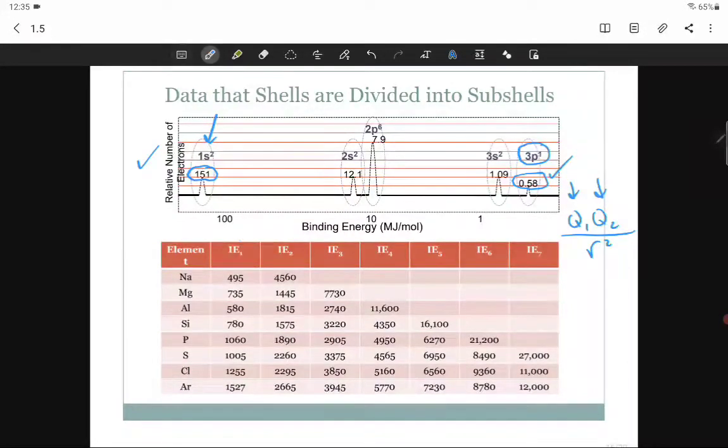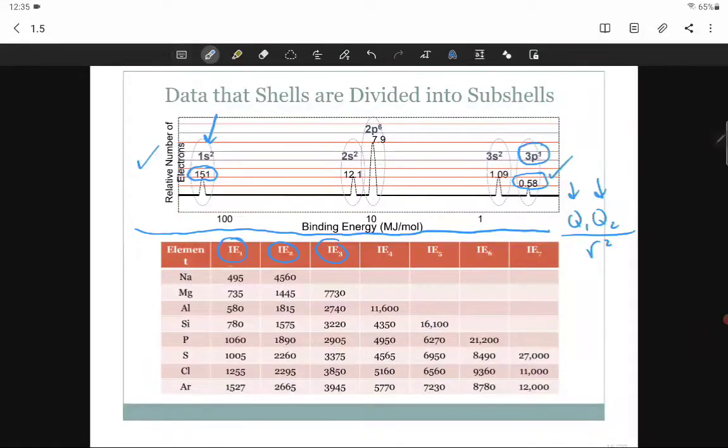So what is this? These are 2 different graphs. One is experimental, and then one is taking experimental data and just putting it into a spreadsheet kind of graph. But IE1 means ionization 1. How much energy is required to get rid of 1 electron? This is to get rid of the 2nd electron, and then the 3rd, and the 4th, and so forth.